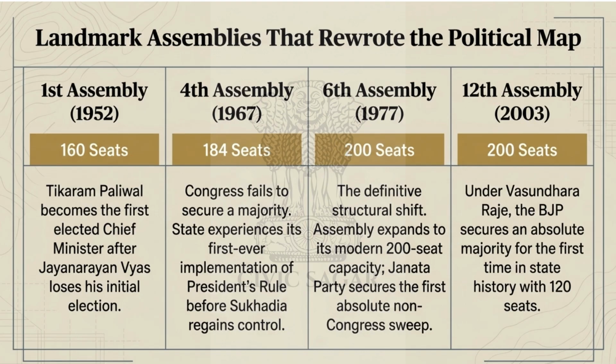6th Assembly, 1977, 200 seats. Assembly capacity expanded to its permanent 200-seat structure as the Janata Party made history. 12th Assembly, 2003, 200 seats. Under Vasundhara Raje, the BJP won its first absolute majority in state history with 120 seats.